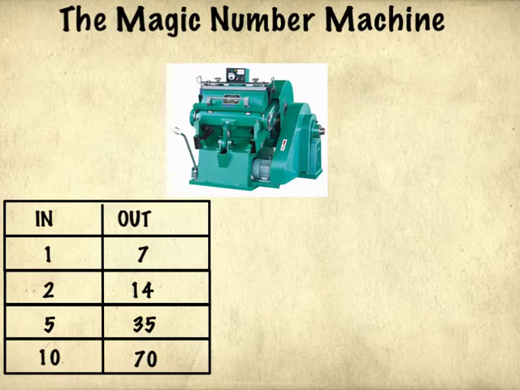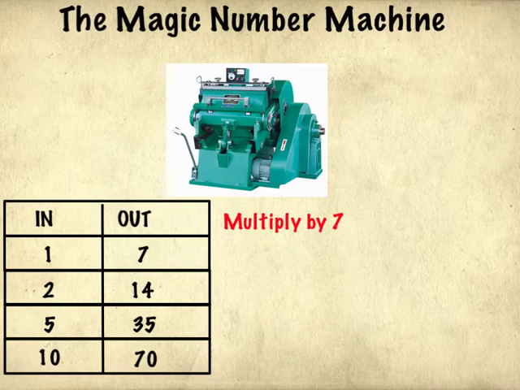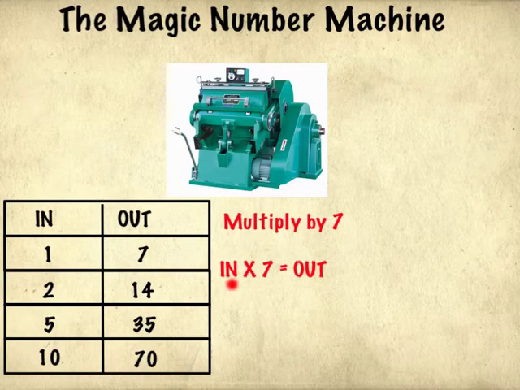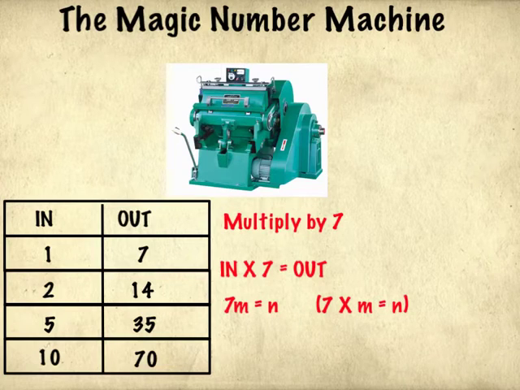So, to write the pattern rule, there's a couple ways I could do it. The simplest way is to just write the rule and say multiply by 7. So that works fine. I can also write it as an equation. My in number times 7 equals my out number. Or I can replace in and out with letters to create an algebraic expression. So if I assign the letter m to represent the in numbers and the letter n to represent the out numbers, I would write this as 7m equals n. Remember, that's the same as saying 7 times m equals n. 7m and 7 times m mean the same thing.